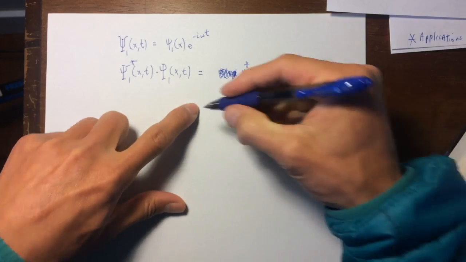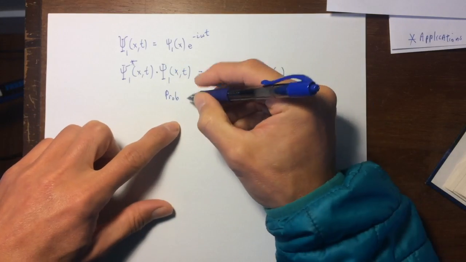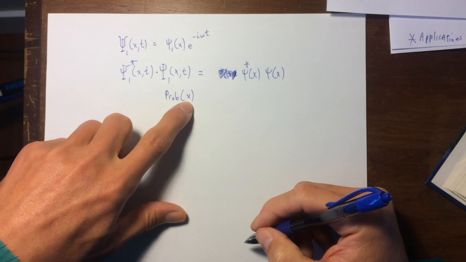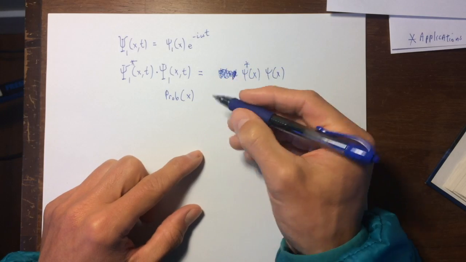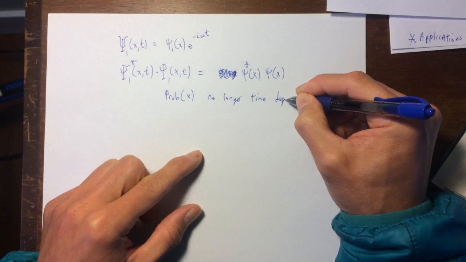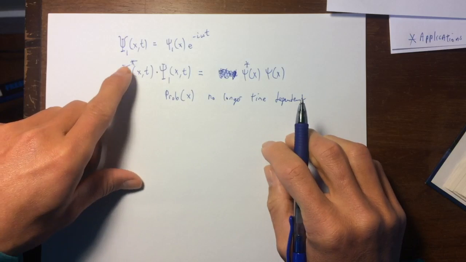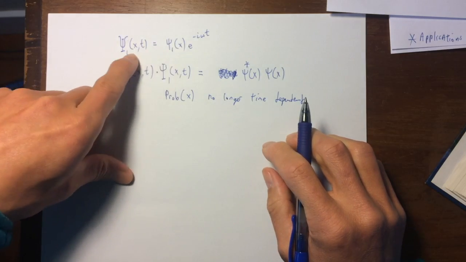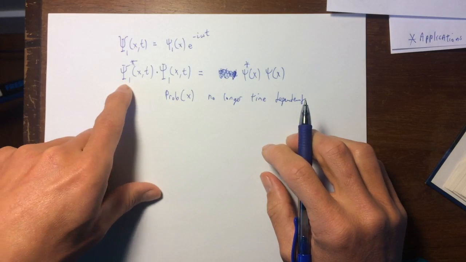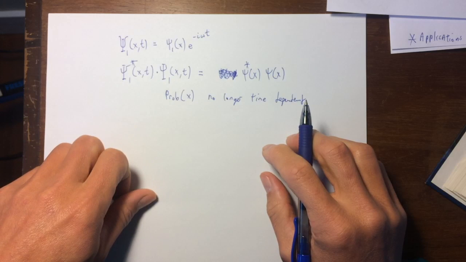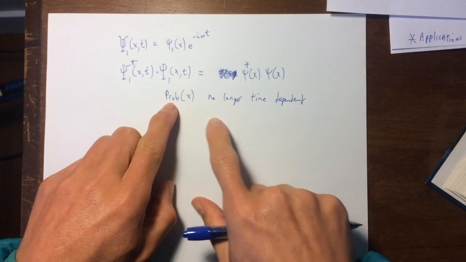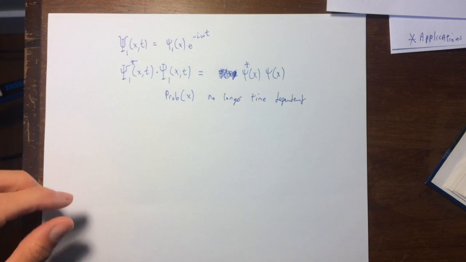So what this is saying is that it looks like the probability, while it is a function of position in general, its probability is a function of x, it is not a function of time, no longer time-dependent. The probability density, that's what the wave functions are. The wave functions are time-dependent, but the probability is not time dependent, is the idea.